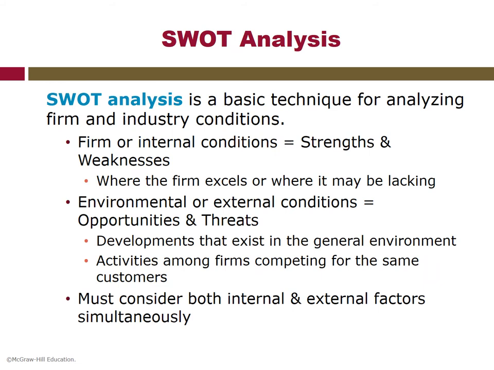The common and basic technique for analyzing firm and industry condition is SWOT analysis. SWOT analysis identifies the strengths, weaknesses, opportunities, and threats of the company that may affect the decision-making of the organization. Particularly, strengths and weaknesses analyze the firm's internal conditions. So it analyzes which aspects of the operation the firm excels at or where it may be lacking or needs some improvement. For the opportunities and threats, we focus on the external environment. We assess the different developments that exist in the general environment and also the activities among the firm's competition.